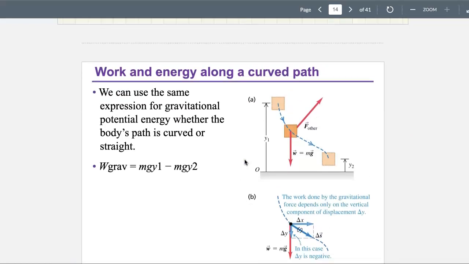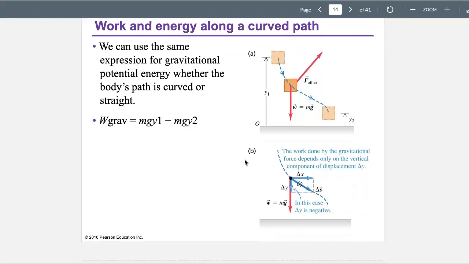All right, now here, work and energy along a curved path, we can use the same expression. Actually, I should be doing that example after this one. But again, it is an expression that we can use in both cases.